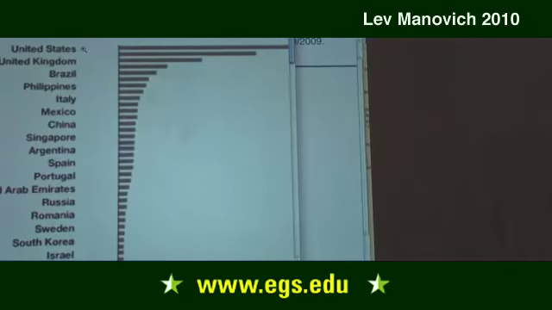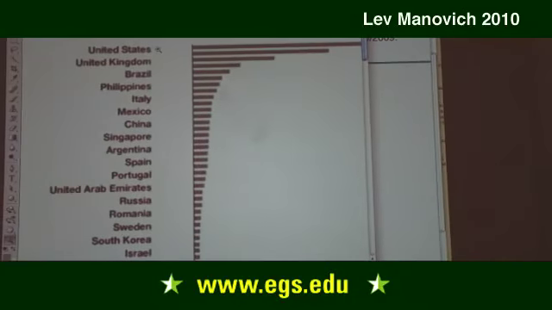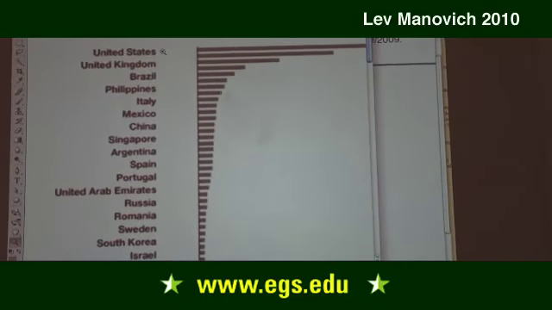Okay, look at the first 10 countries: United States, old industrialist country, UK, Brazil, Philippines, Italy, Mexico, China, Singapore, Argentina. I mean, it's really amazing, right? Here are the old industrialist countries, and here are the newcomers. So that obviously did not exist 10 years ago.